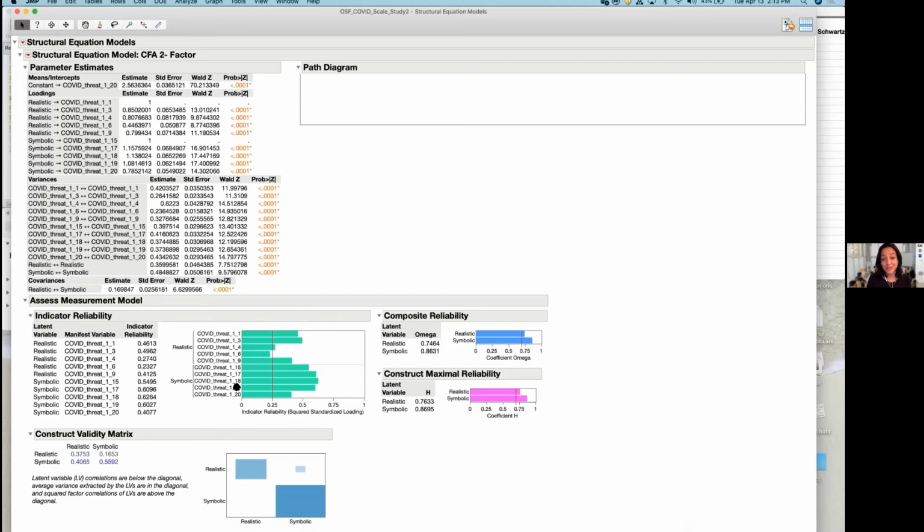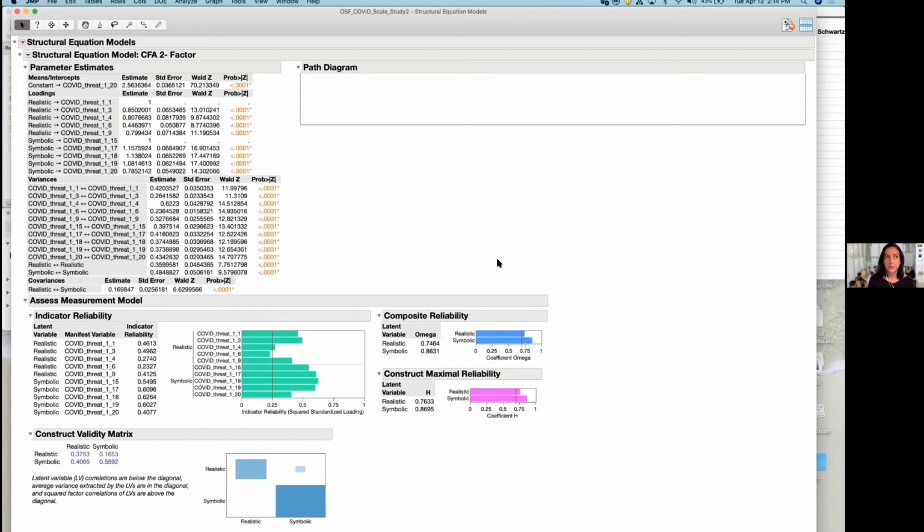So based on this plot, all of these bars are simply the values over here plotted on the right. And it suggests that we're actually doing a pretty good job, especially with the symbolic threat questions, right? And for the realistic perceptions of threat, they're also good questions. There's a couple that are around the cutoff point, but again, that's still acceptable. And so we would agree that this is an okay survey, or these are good questions for measuring these two types of threat.